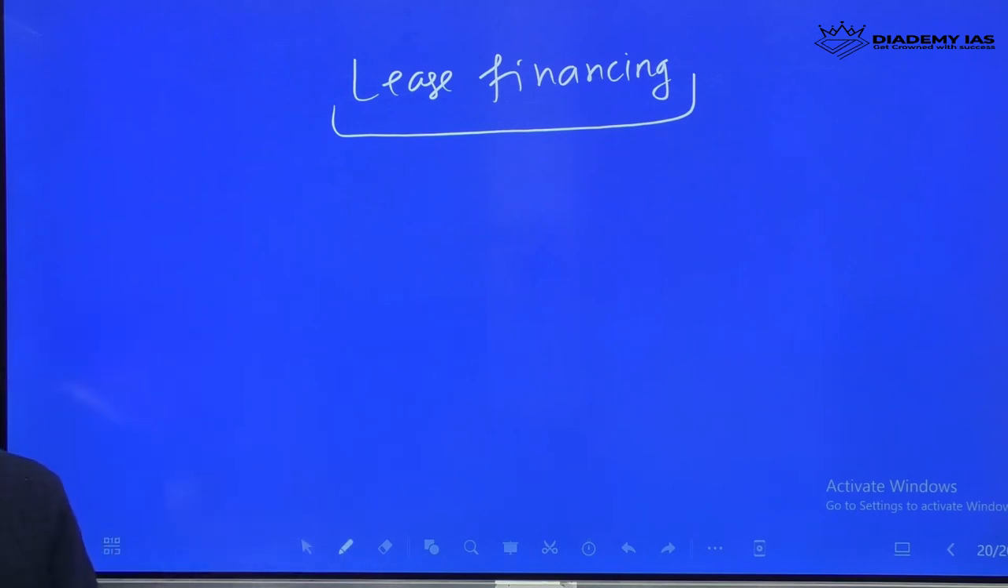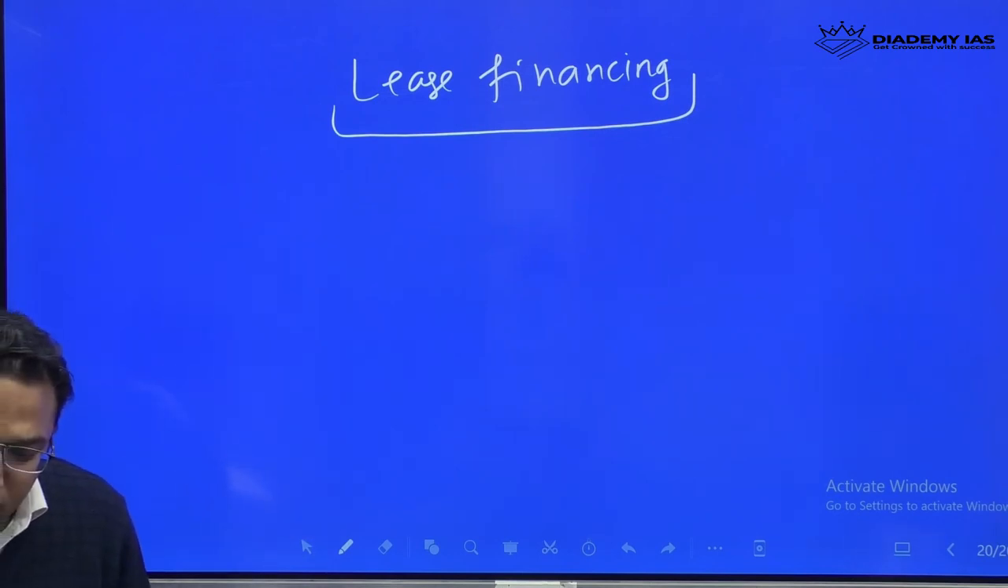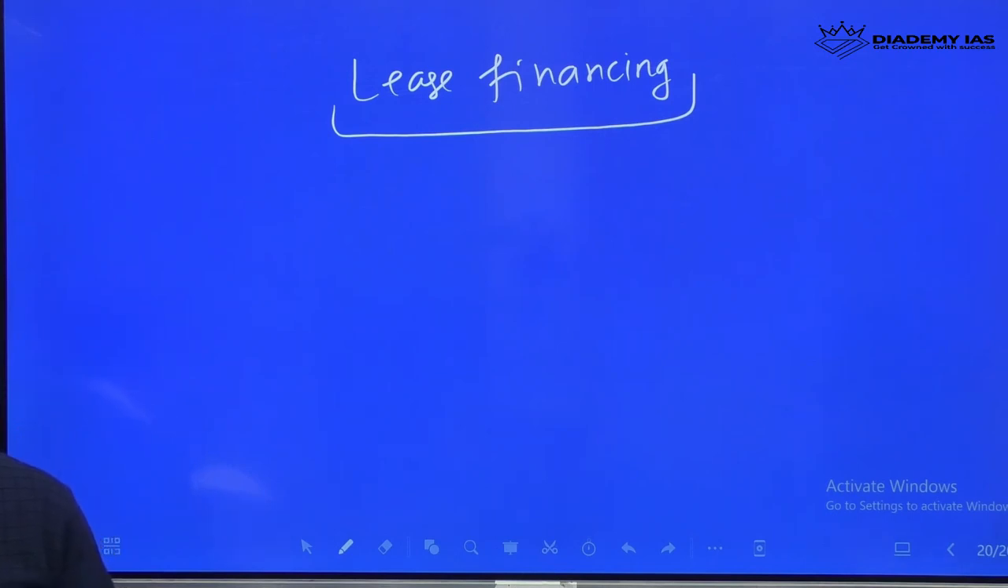Then others are given. You can read yourself. Not that important, because so far they have asked only simple questions on lease financing. In 2001 only they asked one question on types of leasing. Please read it yourself. It is very simple. No numerical. They will not ask any kind of numerical here. Okay.